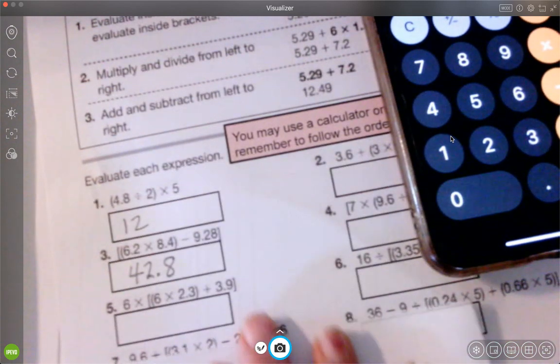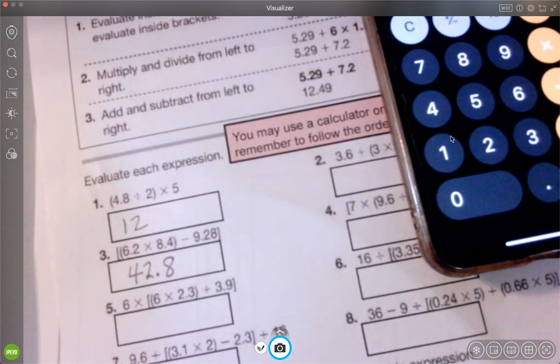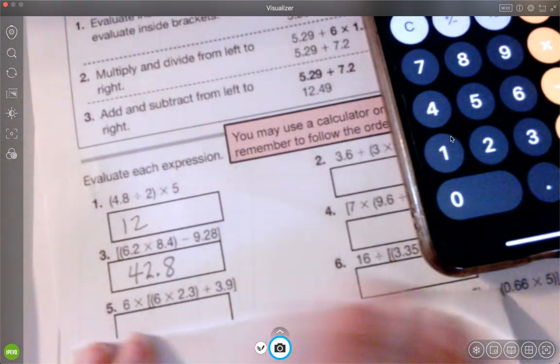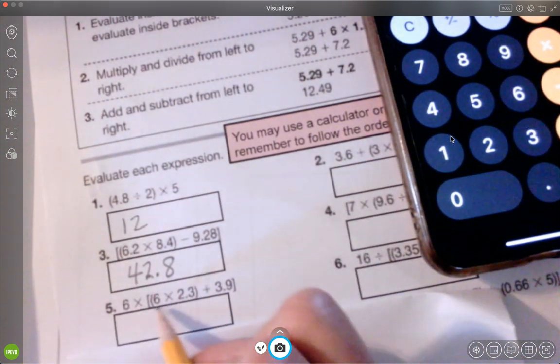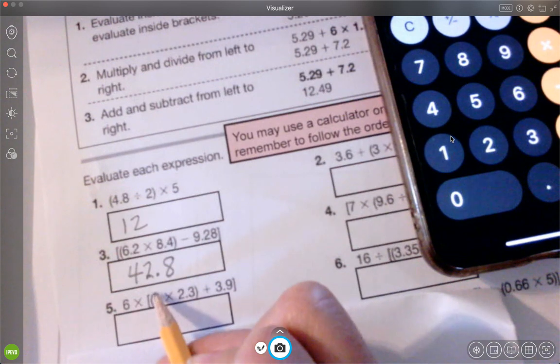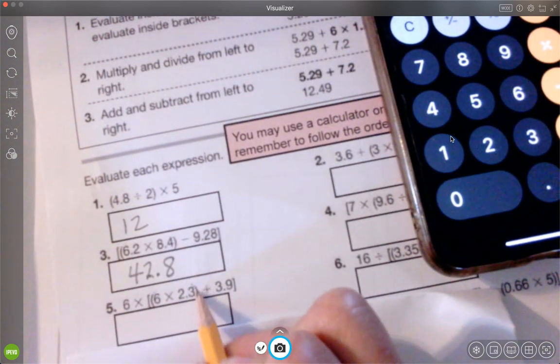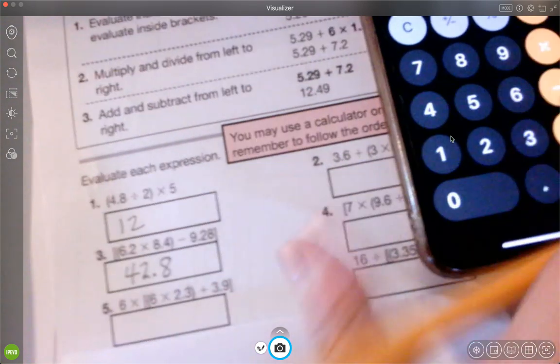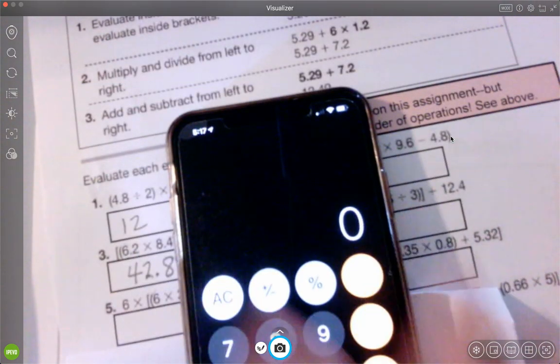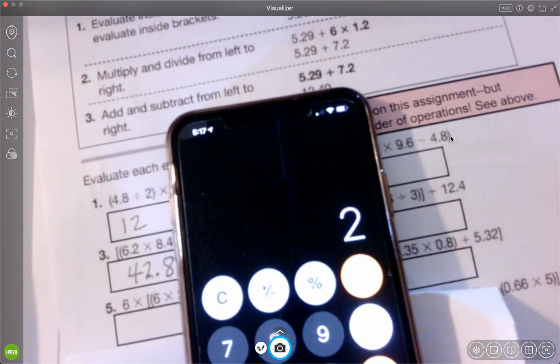Okay, so our next one. Now, this one, we're going to get a few more steps. So I'm happy to see this one has some more steps here. So again, we're going to work from our inside to the outside. Our inside brackets, we're going to do those first. I have 6 times 2.3. So I'm going to do that first. And again, I'm going to use my calculator, 6 times 2.3, and I get 13.8.